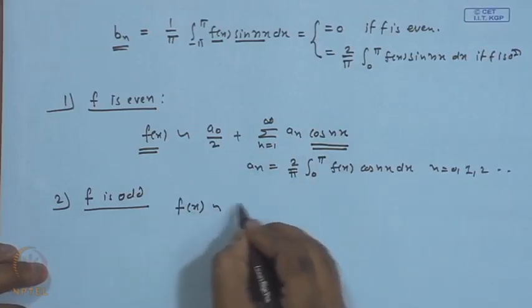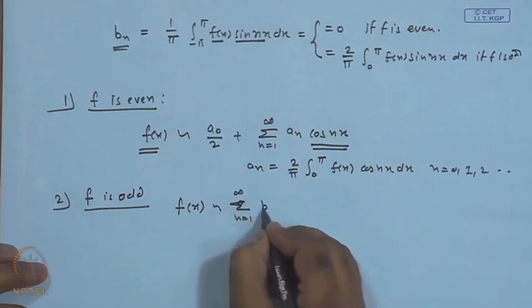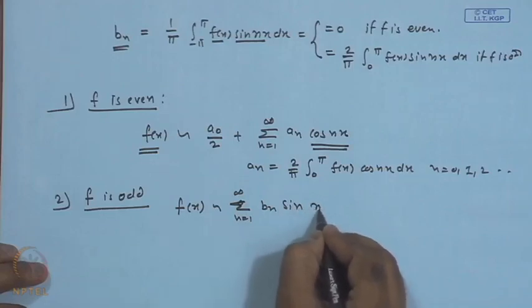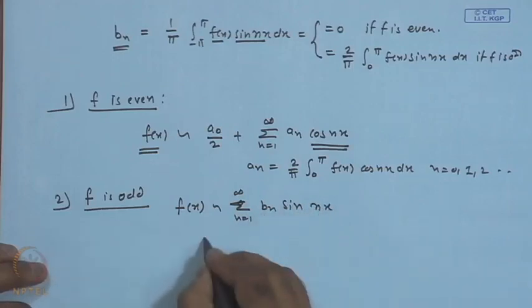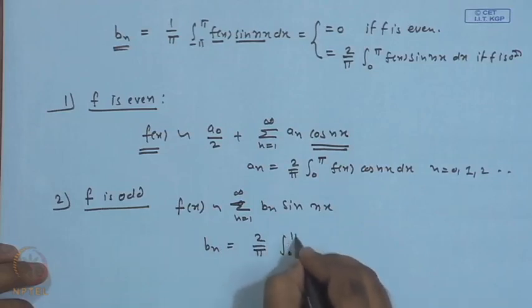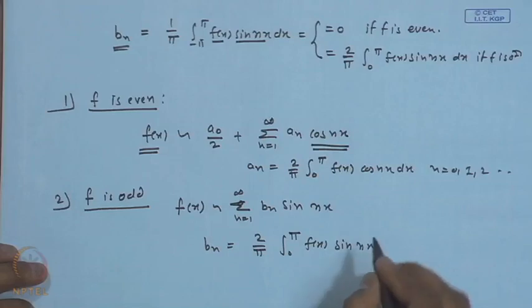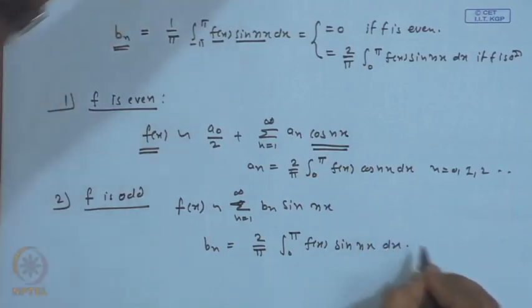So, we have the summation n from 1 to infinity b n sin n x, and this b n will be given by 2 over pi, integral 0 to pi f x sin n x dx.